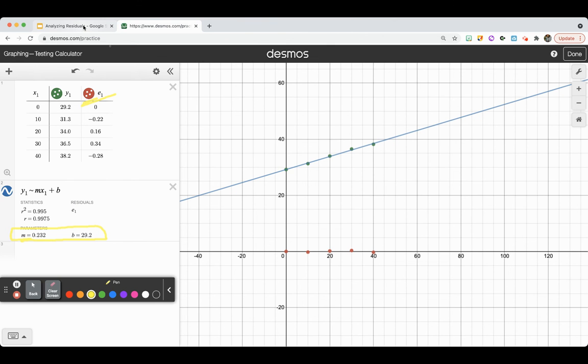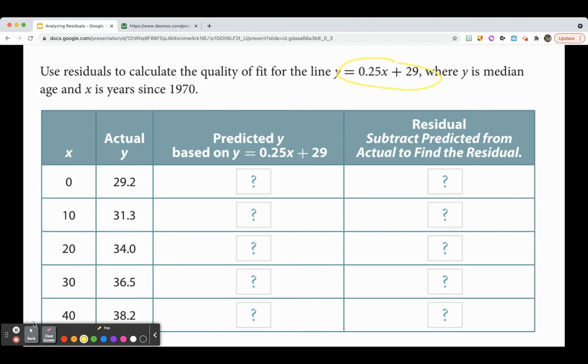The question is asking you to find the line of best fit and the residuals. So let's dive into this, because we're given actual values. To find the residual, we take the actual minus the predicted, and the predicted is based on the line of best fit that they give you. So we need our predicted value. What I'm going to do is take 0.25, multiply it by 29.2, and then add 29.